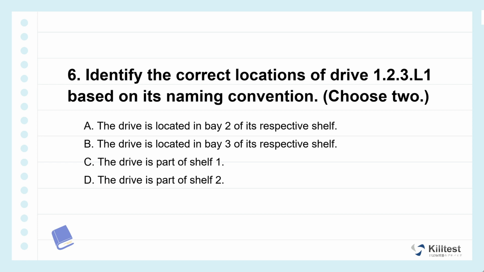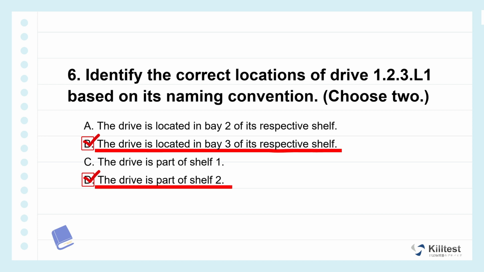So the correct answers are: this drive naming format indicates the drive is in Bay 3 of Shelf 2. Understanding this naming helps quickly locate the drive physically within the storage array.